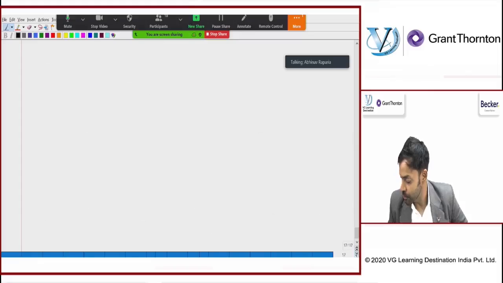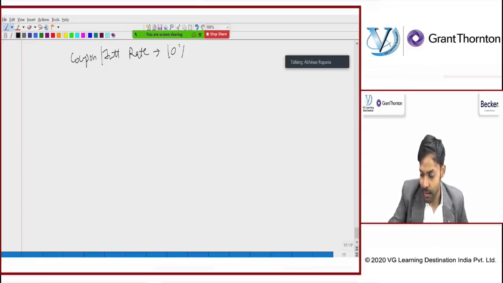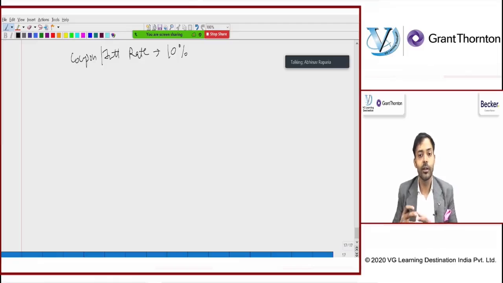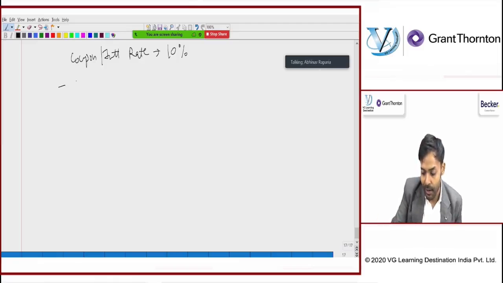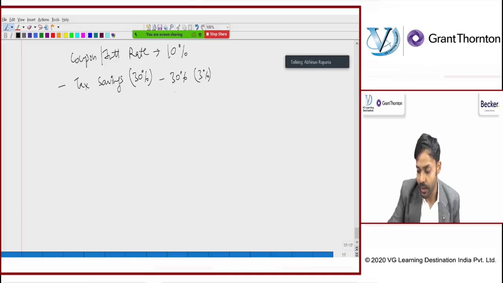So the question was, what is the pre-tax and post-tax? For example, the coupon is basically the interest rate which is mentioned. The bank is charging 10%, but 10% is the gross amount. But in that you're getting the tax advantage also. You're getting the tax savings also, right? Which is your marginal tax rate, say for example 30%. So we reduce the 30% of 10, which is 3%, and that becomes the post-tax rate. It is post-tax and it is pre-tax.